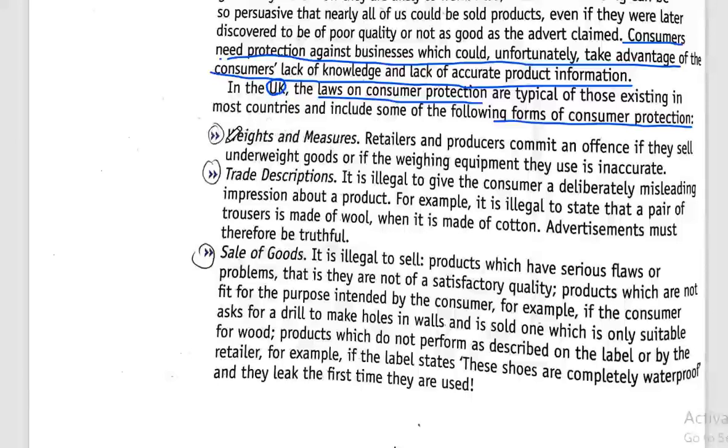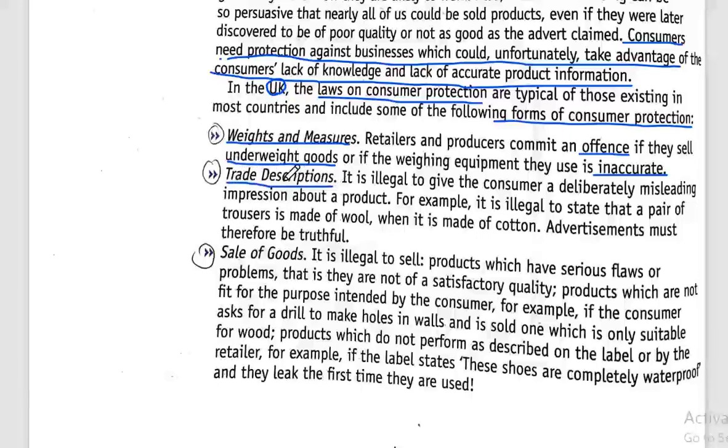The first one is the law for weights and measures. Retailers and producers commit an offense if they sell underweight goods, or if the weighing equipment they use is inaccurate. So you must make sure that if any business is selling something that's underweight, say they said it's 300 grams and it's 200 grams, this is against the law and they can commit an offense.